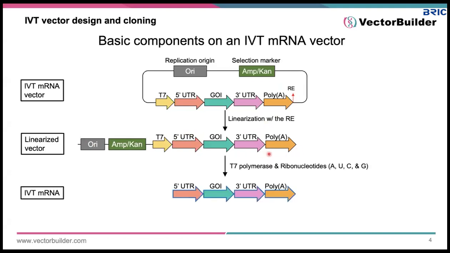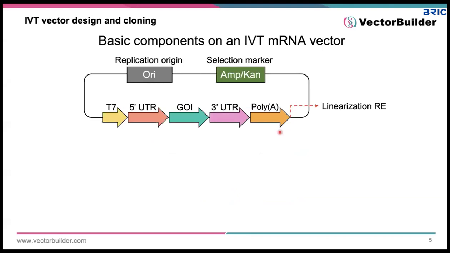And this in vitro transcription template will then be mixed with T7 polymerase and the ribonucleotides A's, U's, C's, and G's. This T7 polymerase will recognize and bind to the T7 promoter and initiate the transcription of the whole mRNA sequence and generate this mRNA molecule. And because this is a linear DNA, the T7 polymerase will automatically fall off at the end of this poly A tail, which also terminates the in vitro transcription reaction.